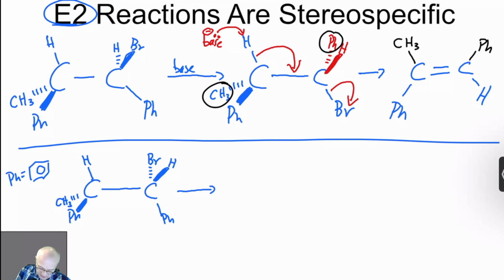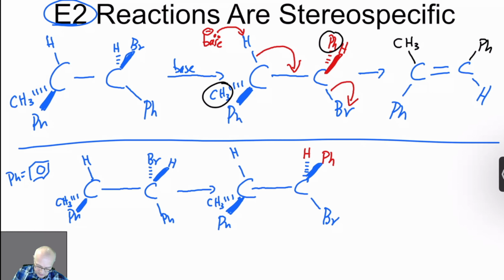And as soon as I draw it, maybe you're already seeing it now, you're going to see the difference. So now, the bromine came here, so the hydrogen now is here, and the phenyl ring is here. So notice here, the phenyls are on the same side. Here, the phenyls are on opposite sides. Remember, phenyl, it's just an aromatic ring. Phenyls are on opposite sides. Here they're on the same side.